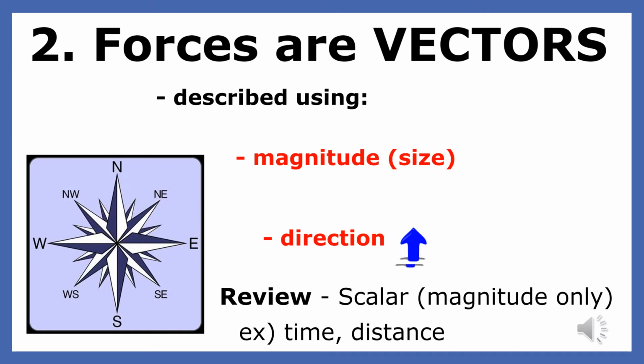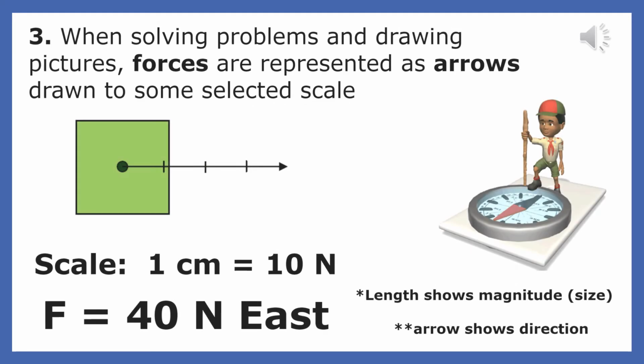Forces are vectors. This means that a force requires magnitude and direction to fully describe it. Scalars like temperature, time, and distance do not need a direction to fully describe them. When solving problems and drawing pictures, forces are represented as arrows drawn to some selected scale. For example, if the force vector drawn here was 4 centimeters long and each centimeter represented 10 newtons, we would say that the force vector represented a force of 40 newtons east. Remember, forces are fully described using magnitude and direction.